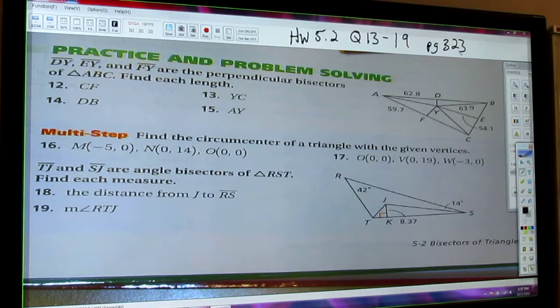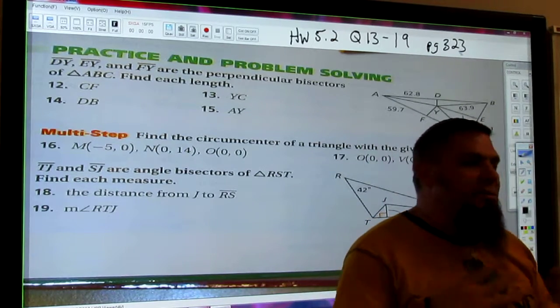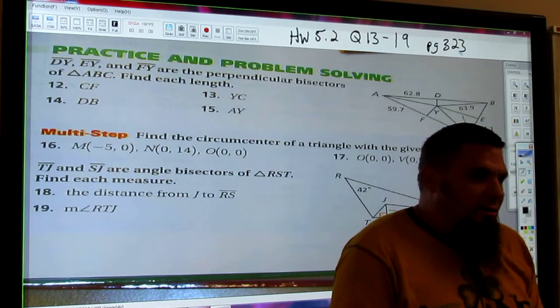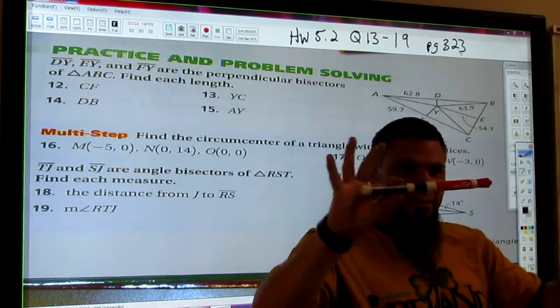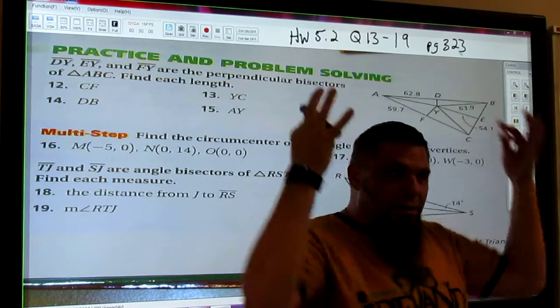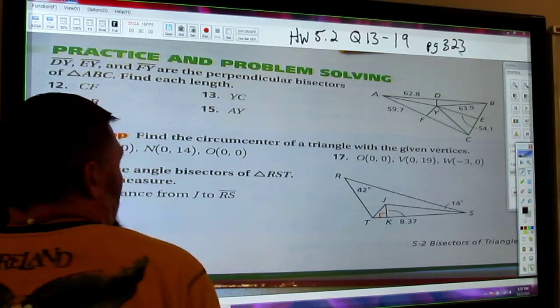Just remember, perpendicular bisectors, that just means that they're perpendicular, right? 90 degrees, and bisected. Anytime it bisects, it cuts it in half. If it cuts it in half, they're equal, right? Just like this. If I cut these two pins in half, they're equal. That's all bisectors do. Whether it's cutting an angle in half or a segment in half, they're cutting it into two equal pieces. Let's take a look here.